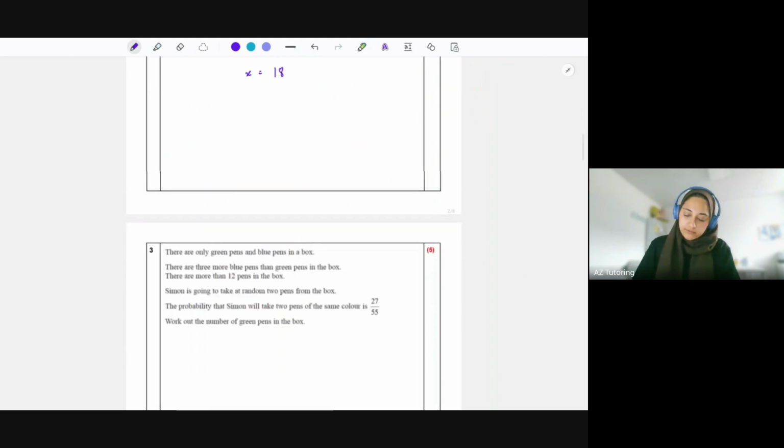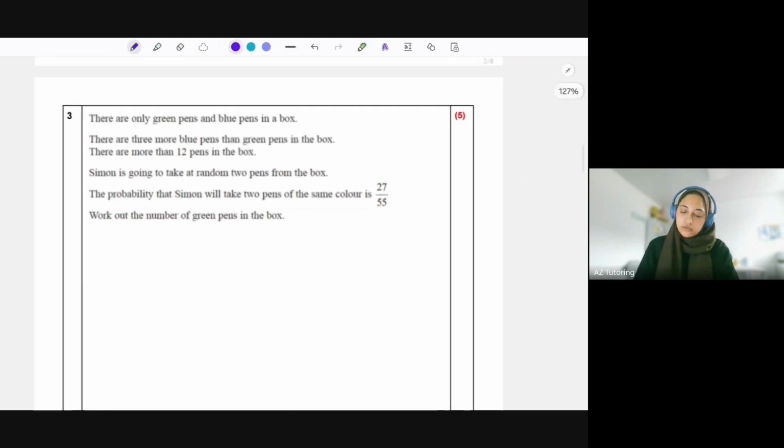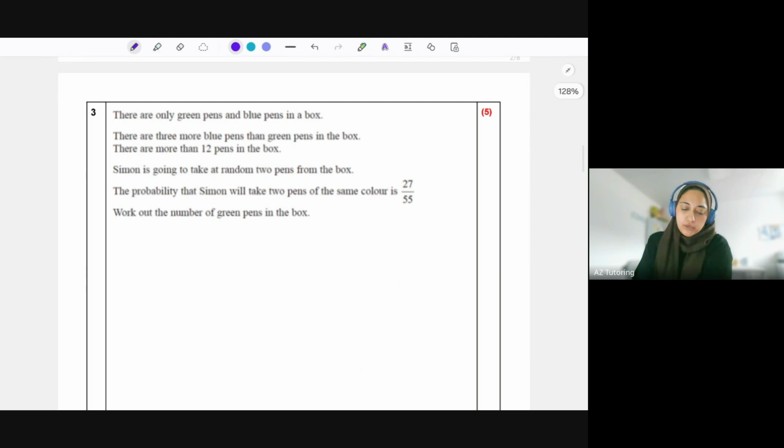Okay, moving on. So we've got a probability equations one now. This one's quite a tricky one, but we'll work through it. So there are only green pens and blue pens in a box. Right off the bat, I can say there's green, there's blue, and then my total. This should just be standard behavior when you're doing these questions. Put what options you get and then your total, because your probability will always be whatever it is out of the total.